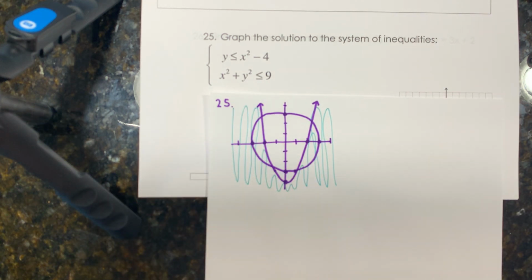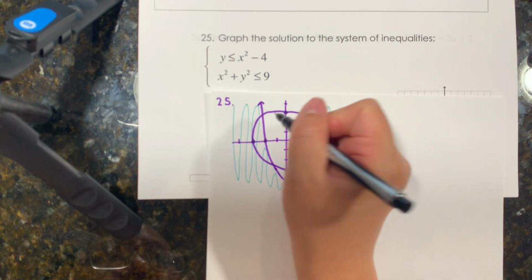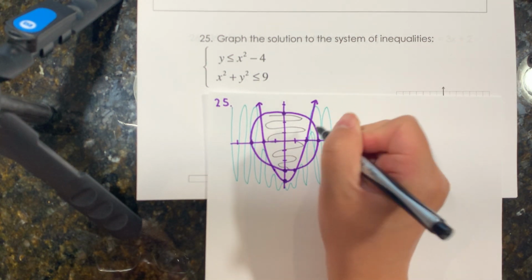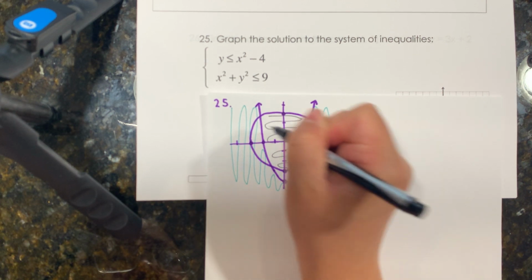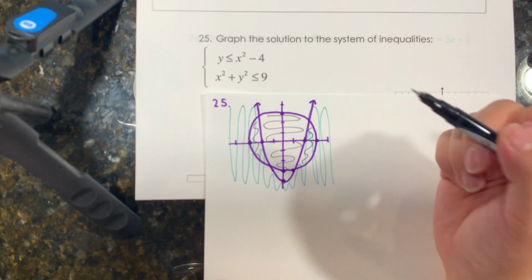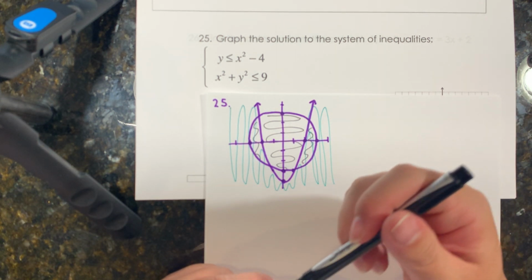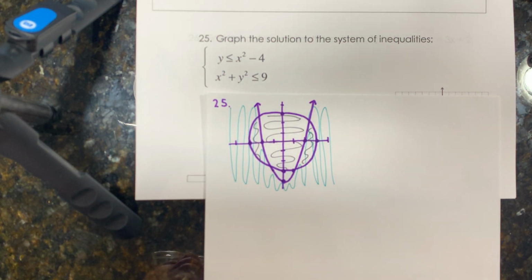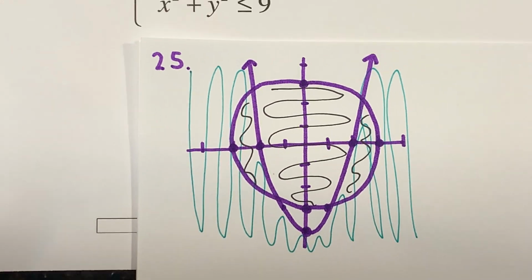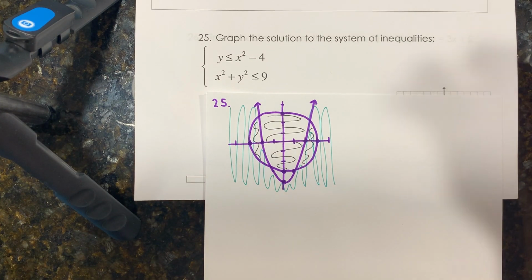Now for the circle, when it says less than the radius, that's everything inside of the circle. So your answer is going to be this small section outside of the parabola, but inside of the circle. And if it's a little hard to see, there. So it's the section inside of the circle and outside of the parabola. That would be your answer for number 25.